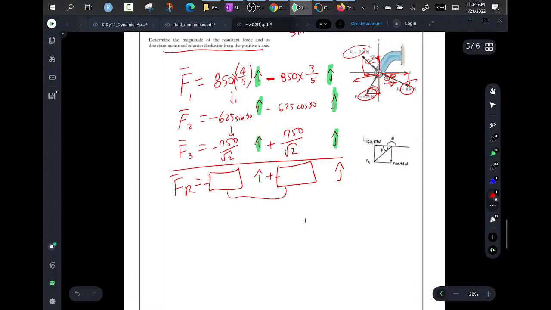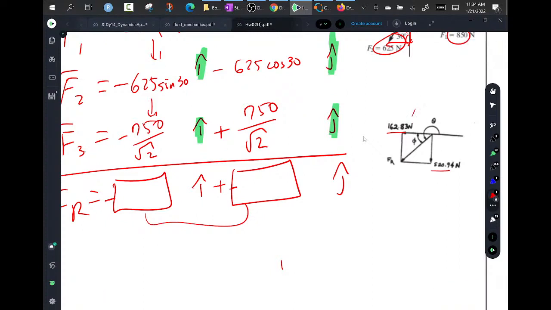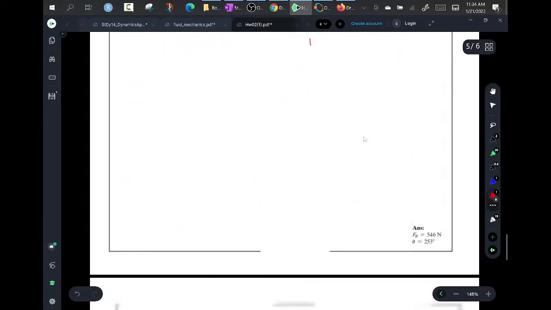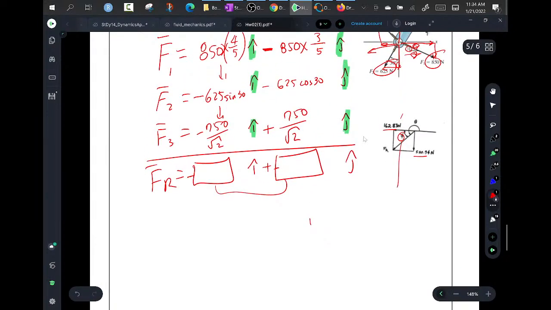What you see here is 162, and I'm guessing that's Newton, and 520. So it looks like that angle is going to be fairly large, probably 70 or so. And 253, that'd be 180 minus, so that's about right. 180 minus, so add 20, that's 73. So that angle ends up being 73 here. And then you got to add 180 to it.